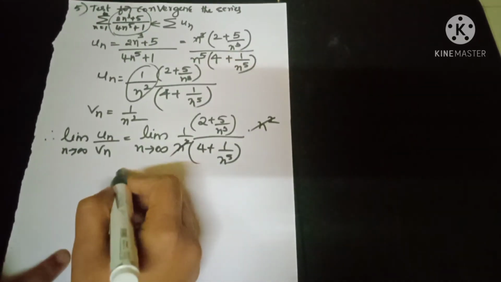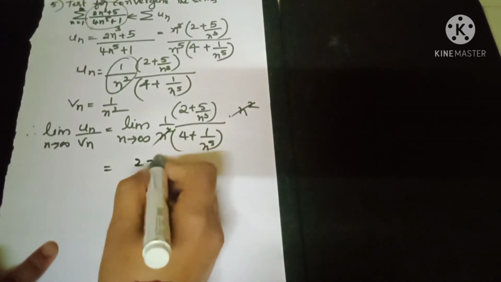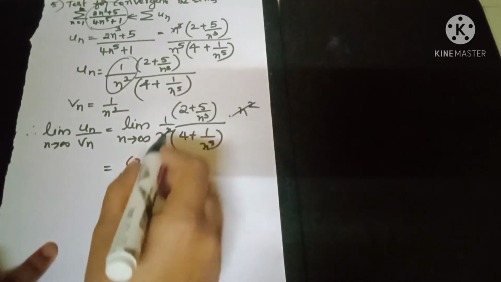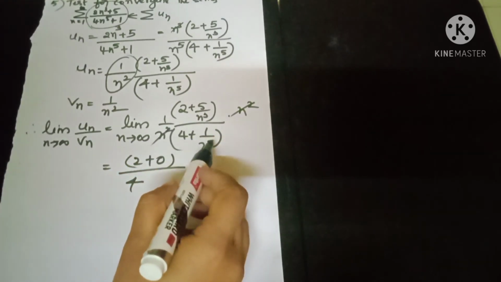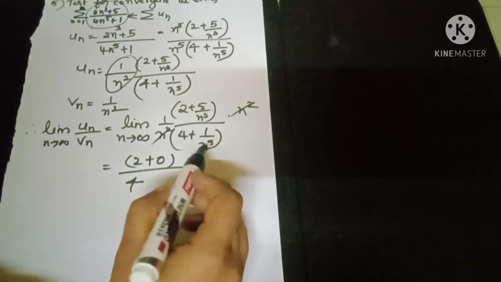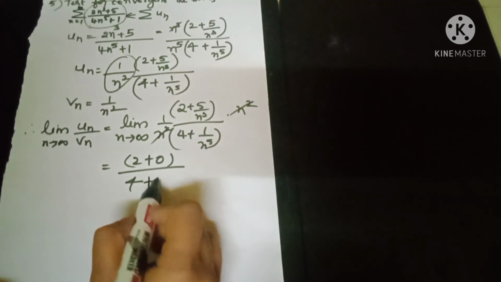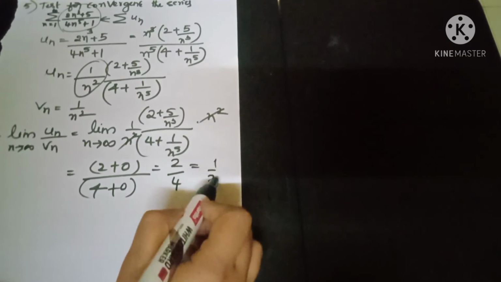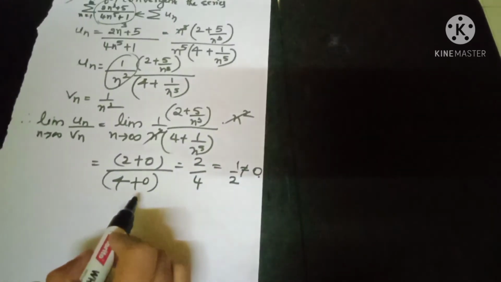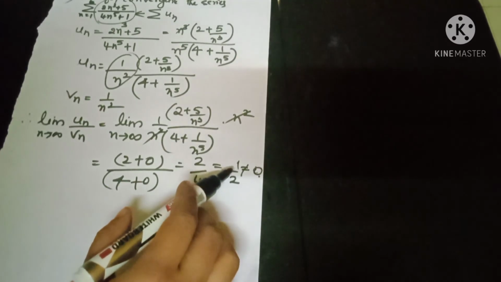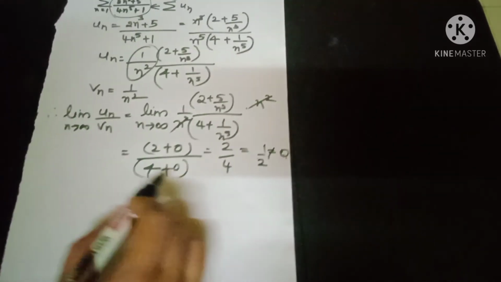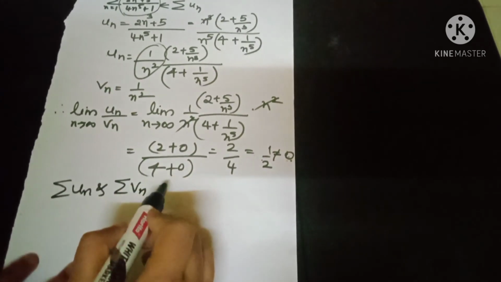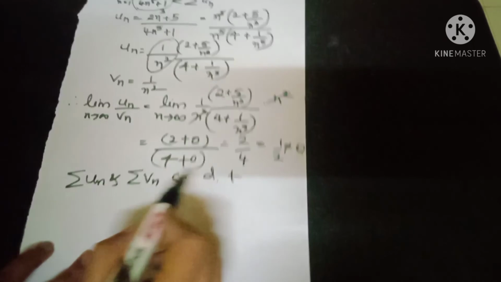N square gets cancelled with the denominator n square. After applying the limit, we get 5 by infinity goes to 0, and here also n cube, infinity cube is also infinity, so no problem. 4 plus 0, this is nothing but 2 by 4, which is equal to 1 by 2, which is not equal to 0. This is important. It should be finite and it should be not equal to 0. Then we can say that both the series un and series Vn converge or diverge together.